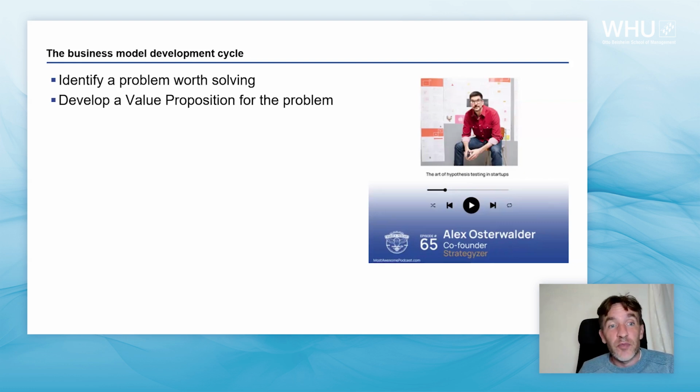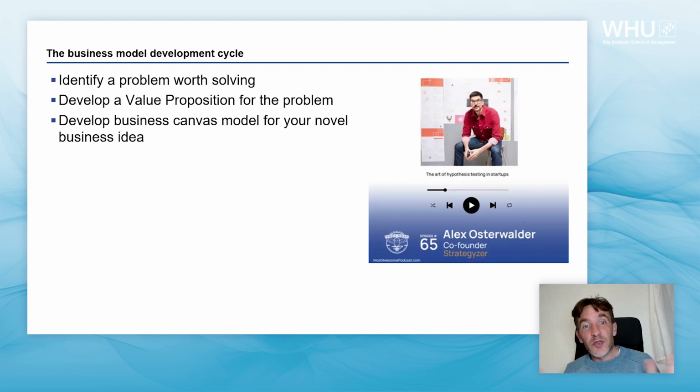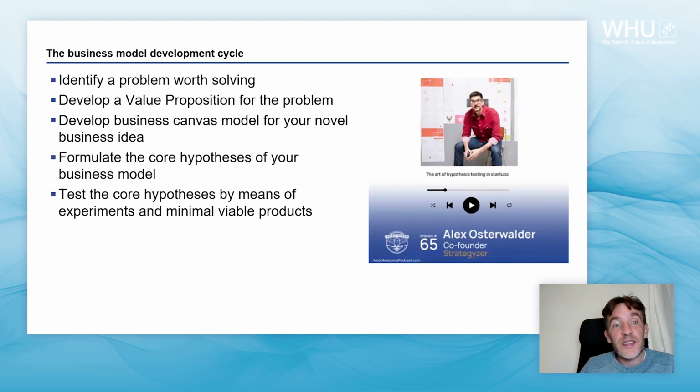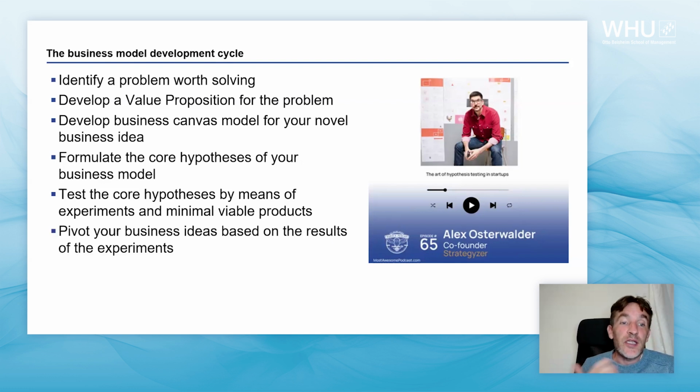Then based on an identified problem, students have to come up with a value proposition. Then they have to build the whole business model canvas around it from Osterwalder and Pigneur. Subsequently, they have to formulate a number of core hypotheses that they then have to test with experiments and minimal viable products, which in the end allows them to pivot their business model. So these are the traditional steps we take in our business model development courses, which of course highly reflects what startups typically do in the initial stages, and what startups also get pushed to do when they are in incubators or accelerators.